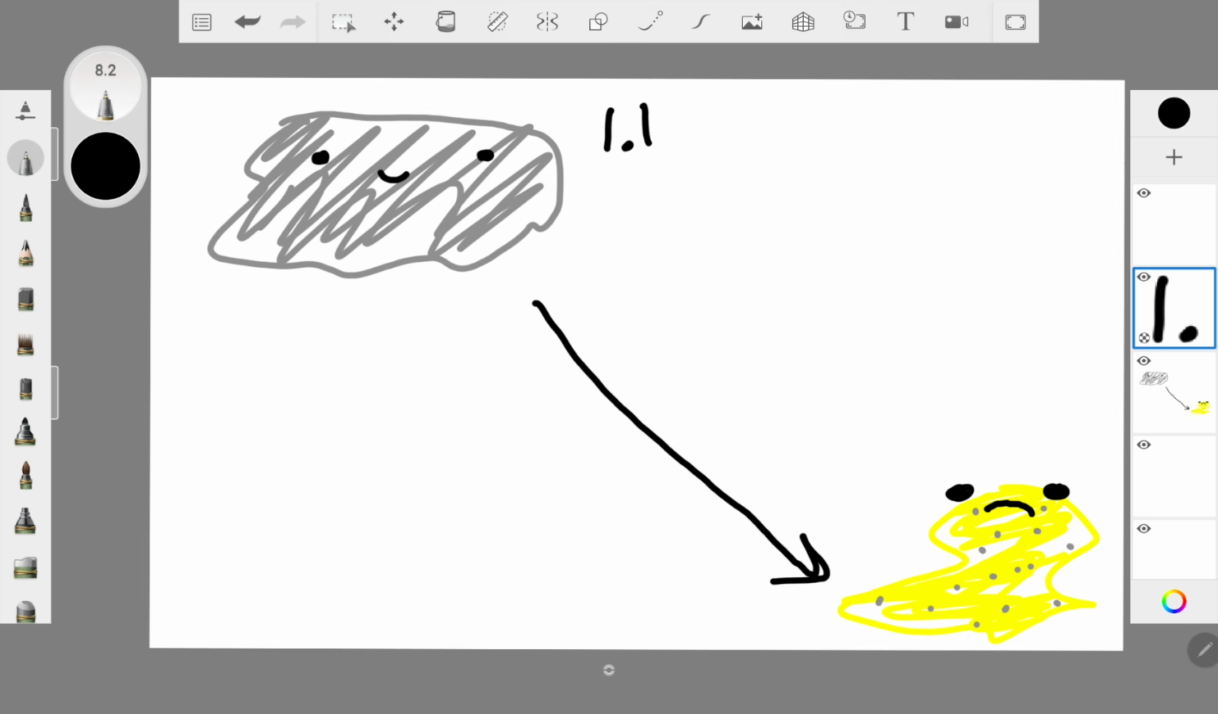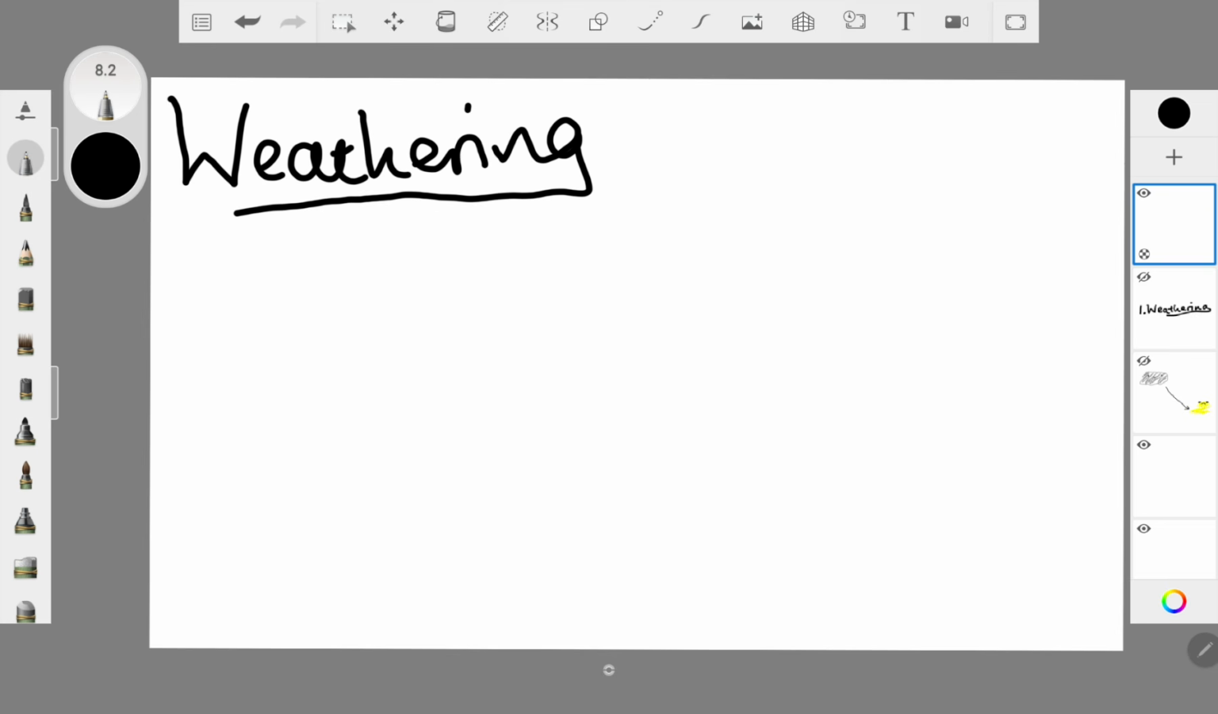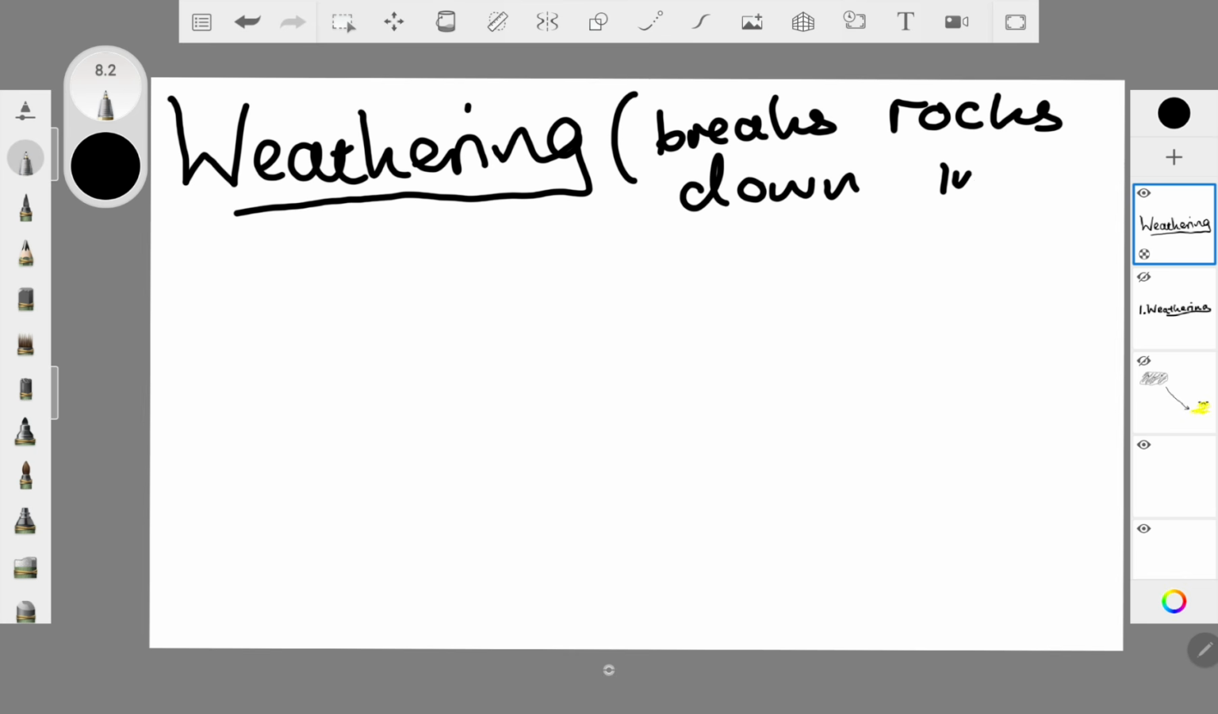Good. It is weathering. So, I'm going to hide these. Start a new one up here, because we need to talk about weathering for a little while. So, weathering breaks rocks down into what? Good. Into sediment. This is the word we use for things like soil and sand.